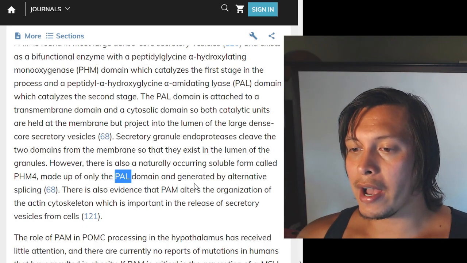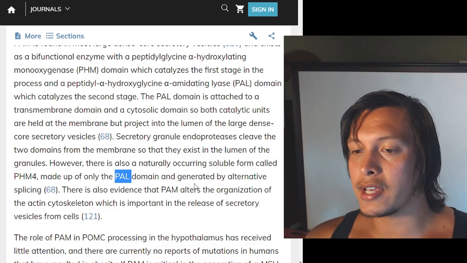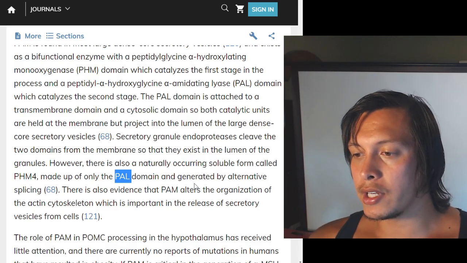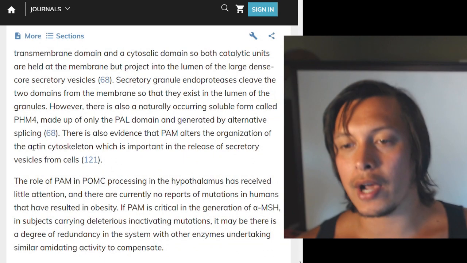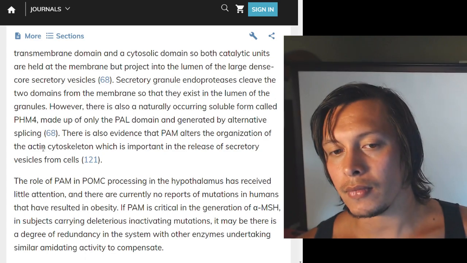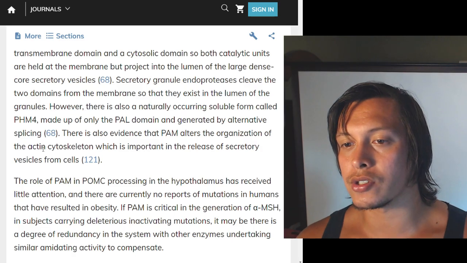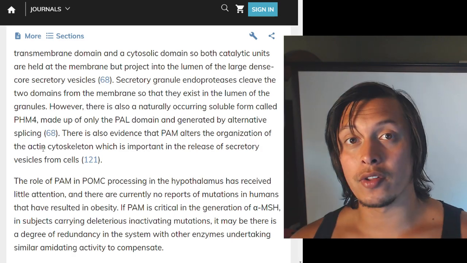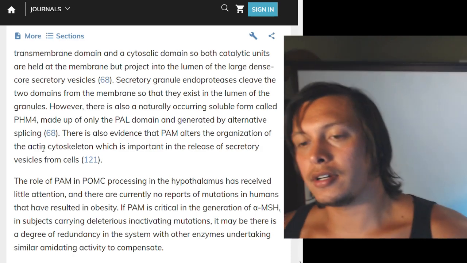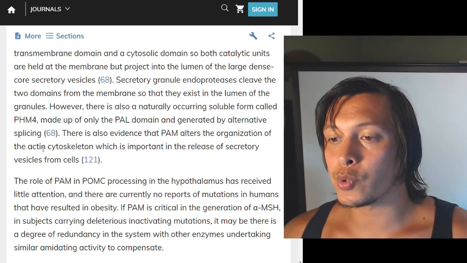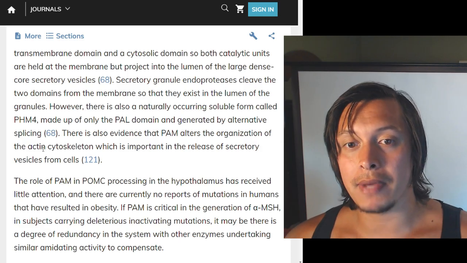Anyways, there is also evidence that PAM alters the organization of the actin cytoskeleton, which is important in the release of secretory vesicles from cells. So actin is one of the proteins that basically forms web-like structures in the cell, and it moves stuff around in the cell. And there's also evidence that PAM alters the organization of these actin filaments.